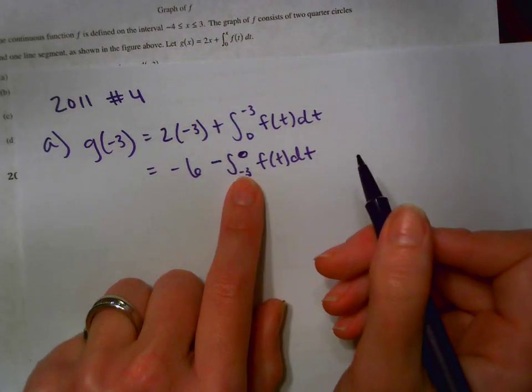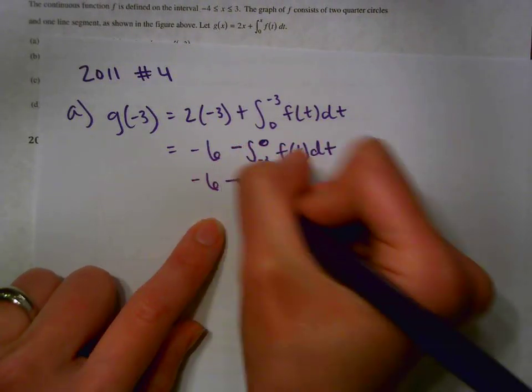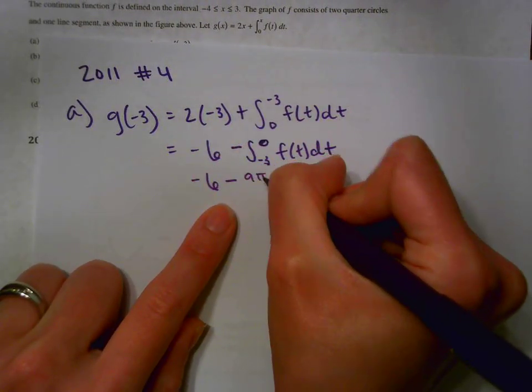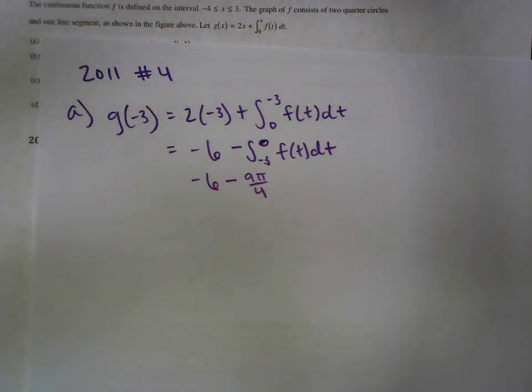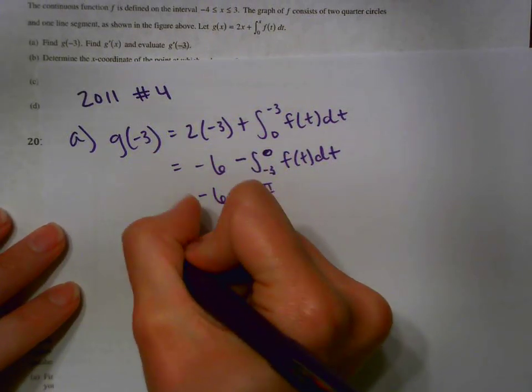So that is equivalent to this integral. So it's -6 minus 9 pi over 4. And I would just leave your answer like that. So that is g of -3. Now we need g, it just asks for g prime of x.